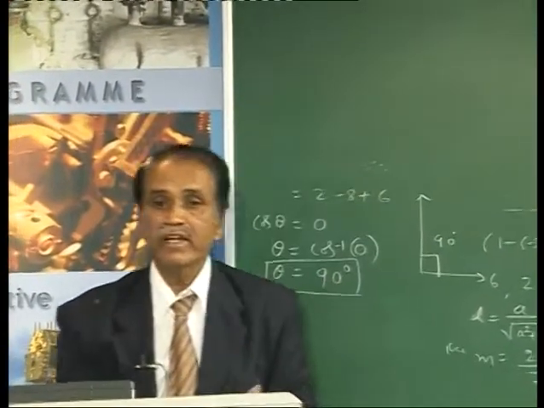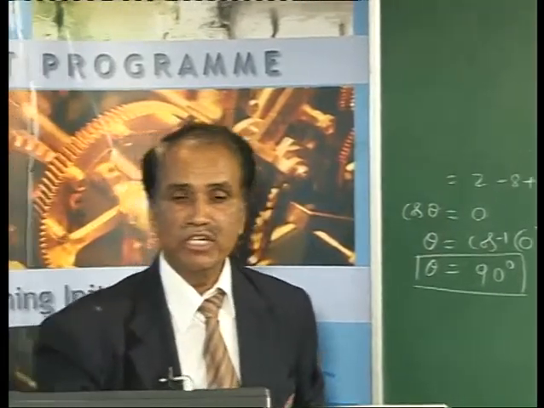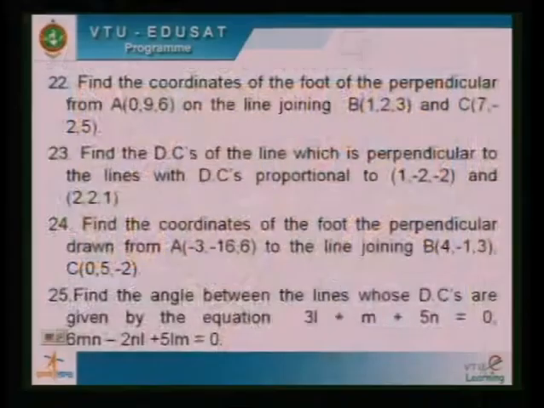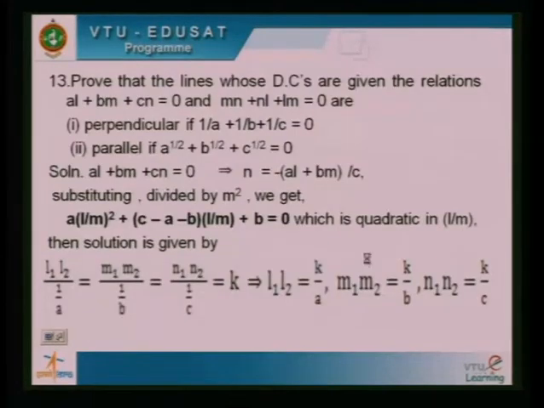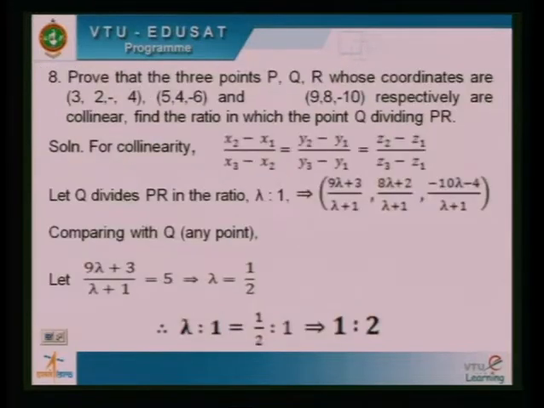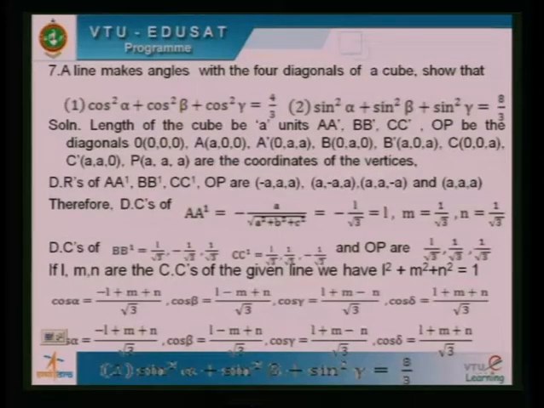Now, the next very important problem, where more than one result is included. A line makes angles alpha, beta, gamma and delta with the four diagonals of a cube. Show that the sum of cos square alpha plus cos square beta plus cos square gamma plus cos square delta is equal to 4/3, and sin square alpha plus sin square beta plus sin square gamma plus sin square delta is equal to 8/3.